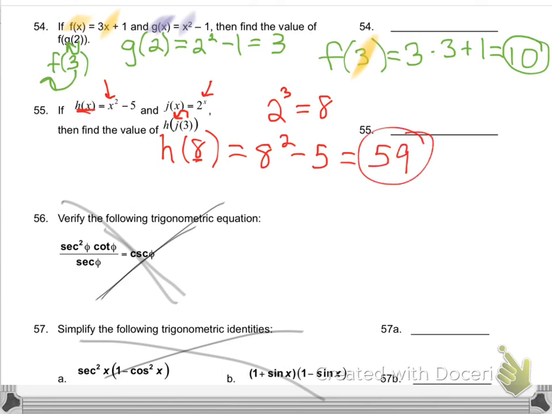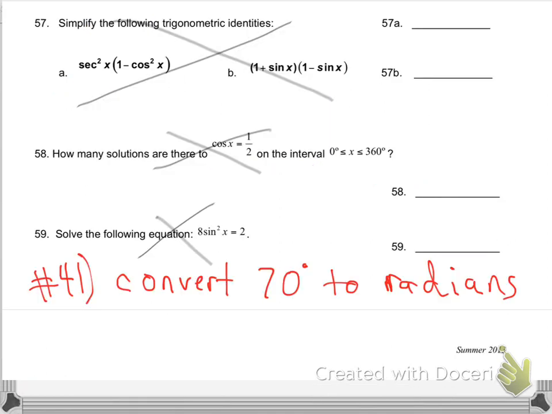We did not learn 56 or 57. Don't worry about those. Again, on the final, just take a guess. Moving on to the next page. We didn't learn 57, 58, or 59, and I accidentally skipped number 41.